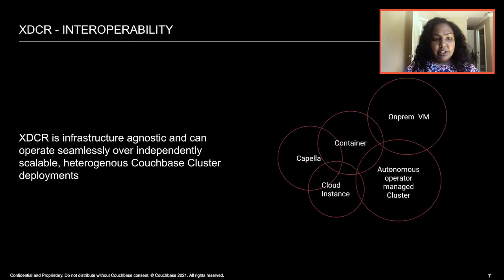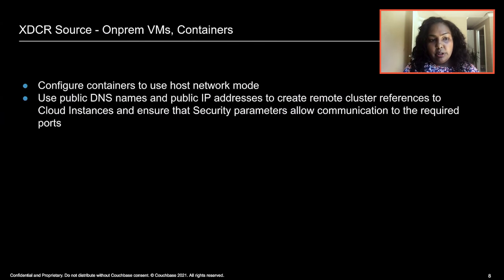Right, so quickly, just a quick recap of the setups that we just saw. If you want to use your containers, then you need to make sure they have a public IP. And one way to do that is by using the host network mode. There are other ways to do this. If you are setting up XDCR between containers on the same host machine, then you can just use the bridge. So there is no issue there. And then if you are connecting from on-prem to a cloud instance, then you would use the public IP and public DNS names of the cloud instance to create the remote cluster reference.